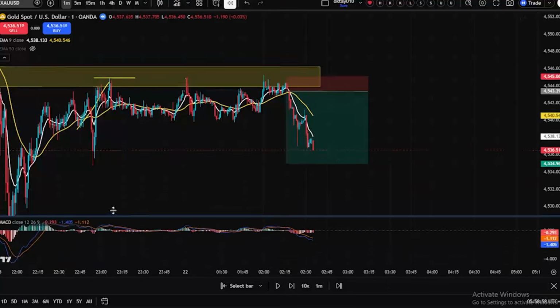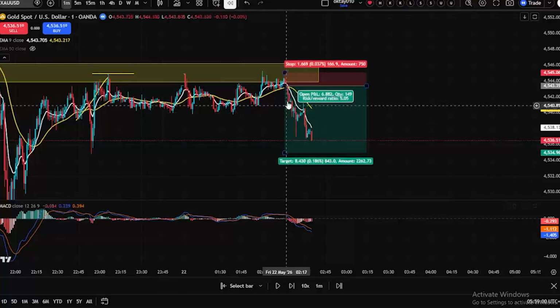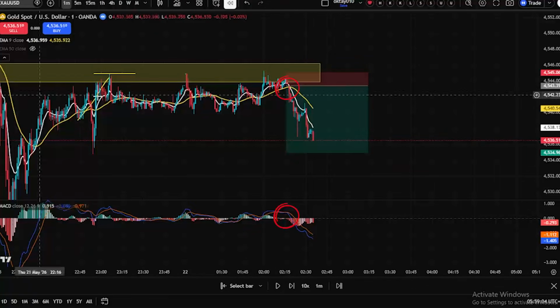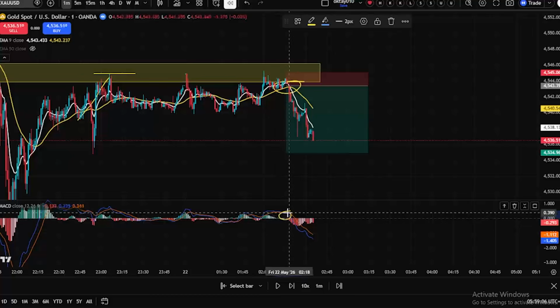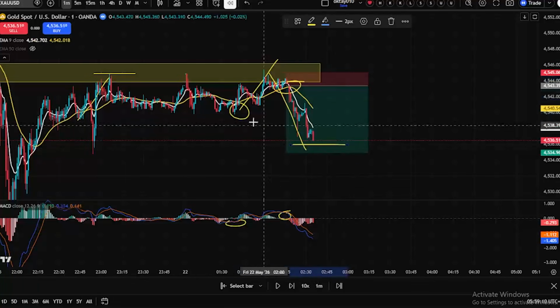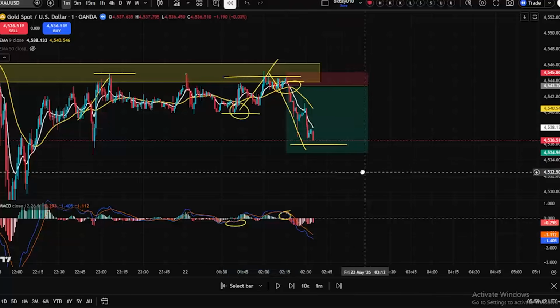3. Using MACD to align with the trend. MACD can also confirm whether the short-term trend is consistent with the medium-term or not. The MACD line crossing the signal line in the direction of the trade leads to additional confirmation.